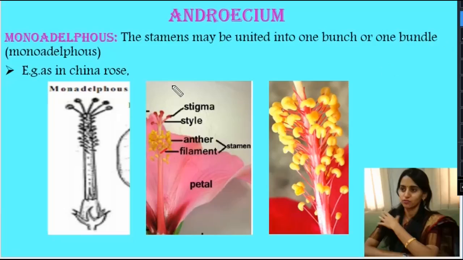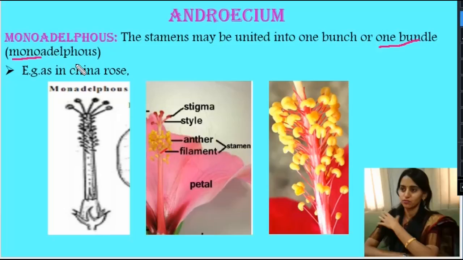In some other flowers, when the stamens are many, they unite to form one bundle or one bunch, two or more than two bundles. So when the stamens are many and they fuse to form one bundle, such stamens are known as monoadelphous. Mono refers to single, one. Adelphi means adhered, attached.